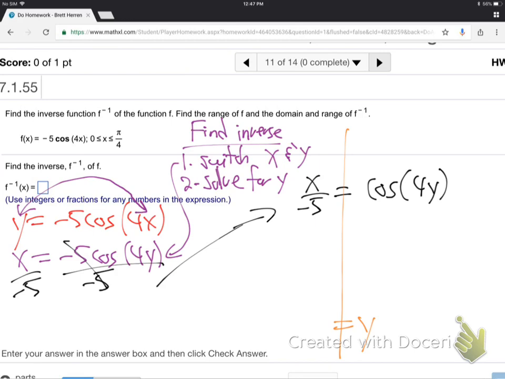Now, the next step, it's like peeling an onion, right? From the outer layers on down to the center. Got to get rid of that cosine. How do we get rid of that cosine? We just divide it off of there, right? Cosine on both sides like that.